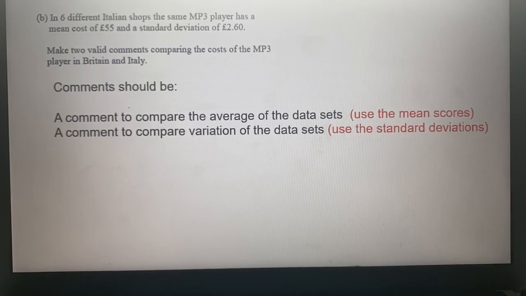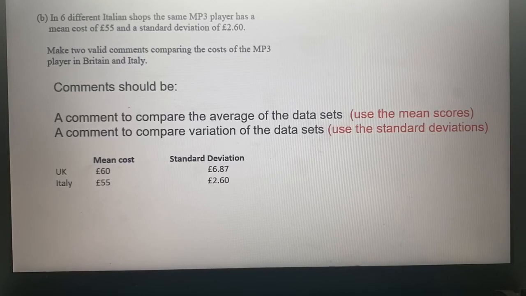So for this, I've just listed again our different values. So for the UK ones that we worked out, there was a mean cost of £60 and a standard deviation of £6.87. And in Italy, we're given that information. We're given that the mean cost is £55 and we're told that there's a standard deviation of £2.60. It's been put into the same currency so that we can compare.